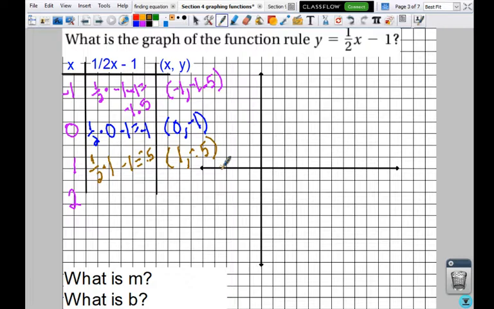Alright. So we got one more line on our table there that we have to plug into Desmos. So I'm going to plug in 2 this time.